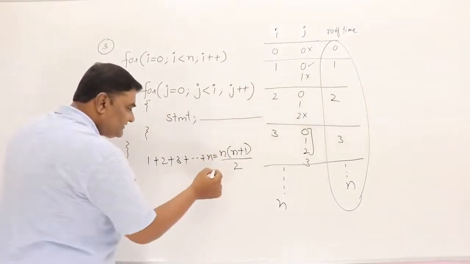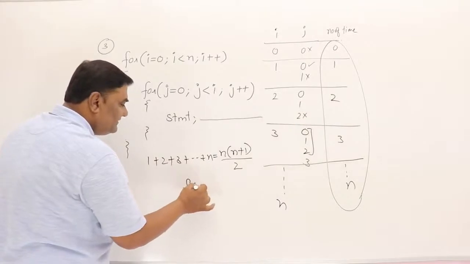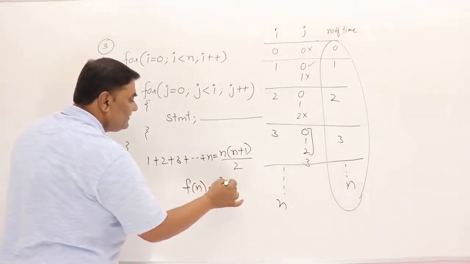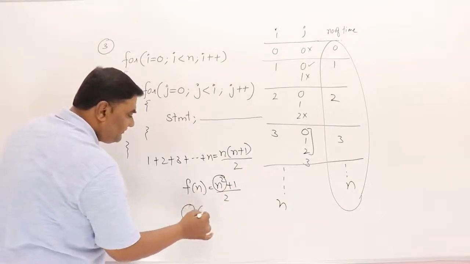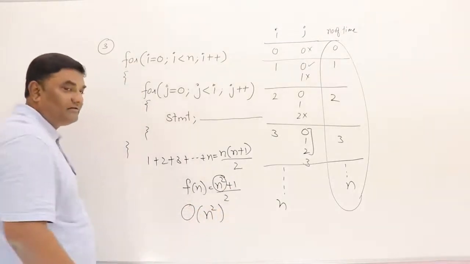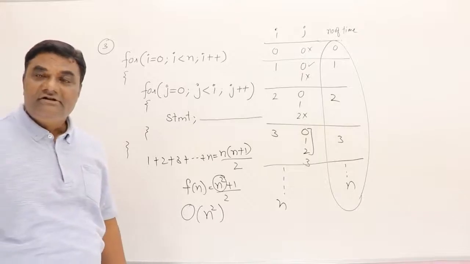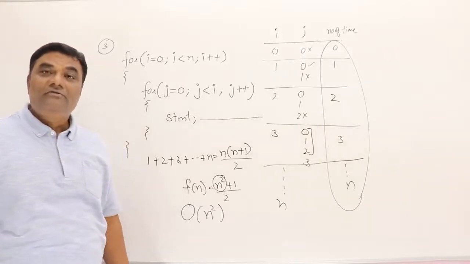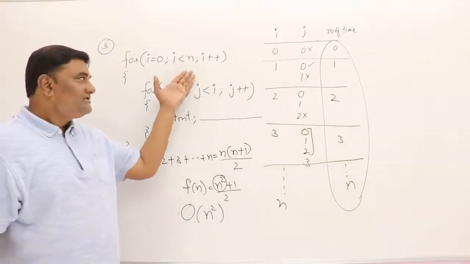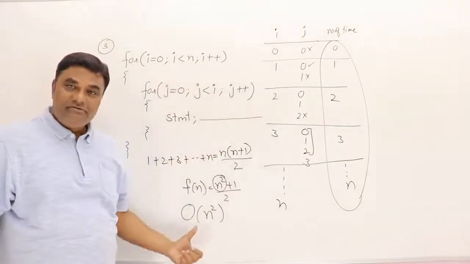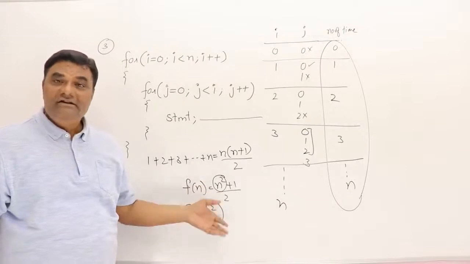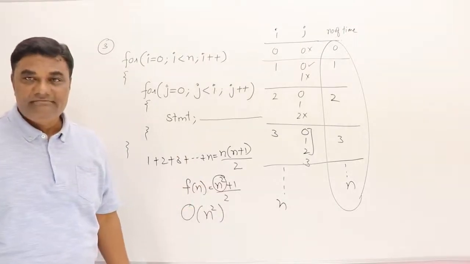What is the degree of this one? f of n is (n square plus n) by 2. Degree is 2, so order of n square. So the time complexity is order of n square. Though this is not similar to the previous one, if you analyze, the answer is coming to n square only. The degree of the polynomial is n square only.